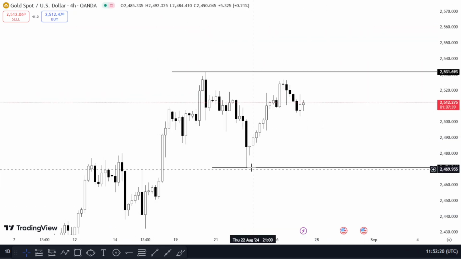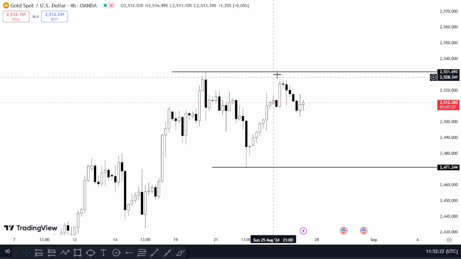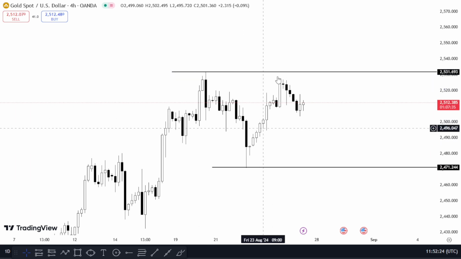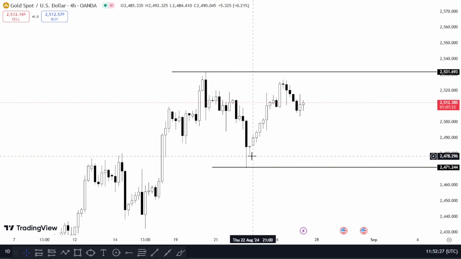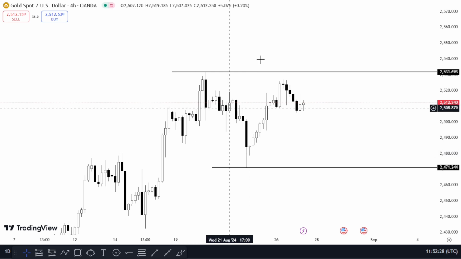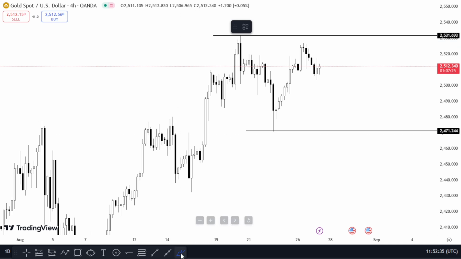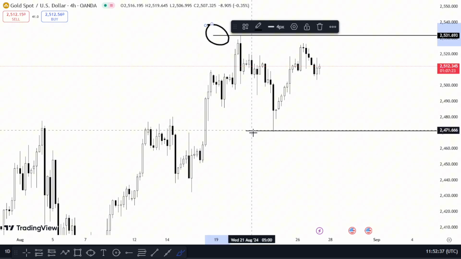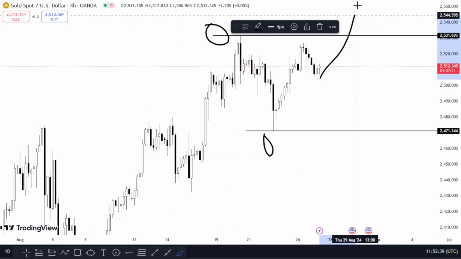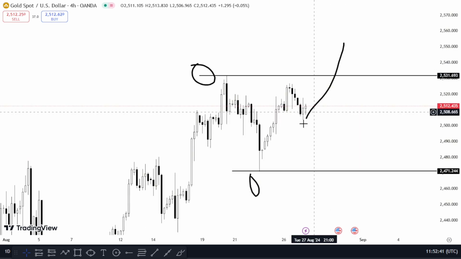So we have the market at the swing low and then the swing high. Basically the market is trading between these two key levels, but the overall direction of this market is to the upside. Because if you analyze, we have a high, we have a low. So the market can just keep pushing to the upside.